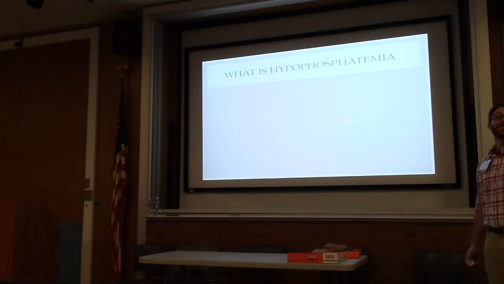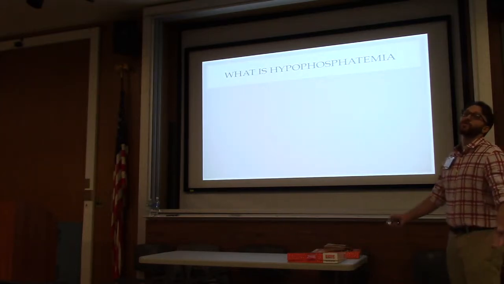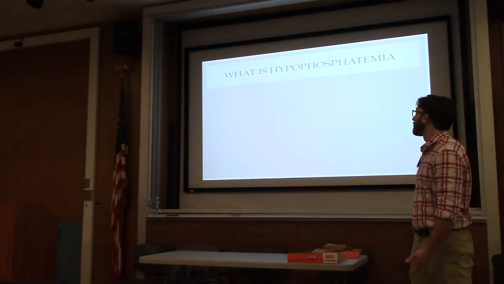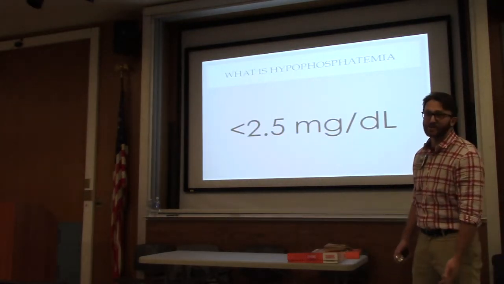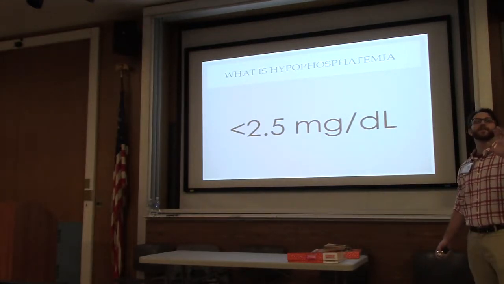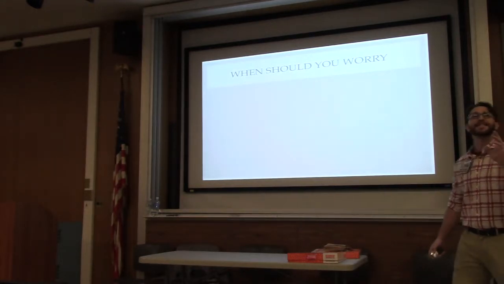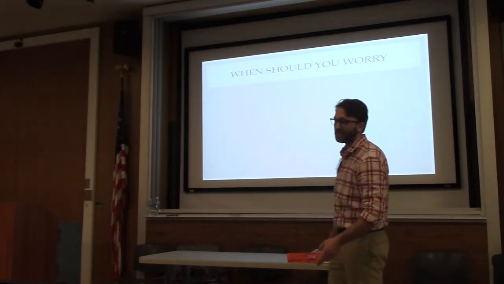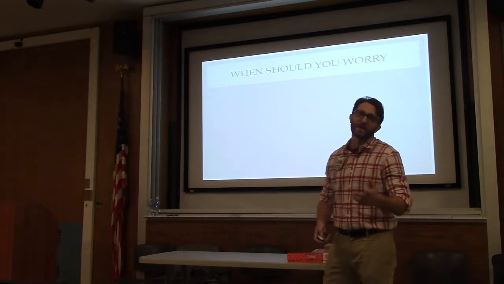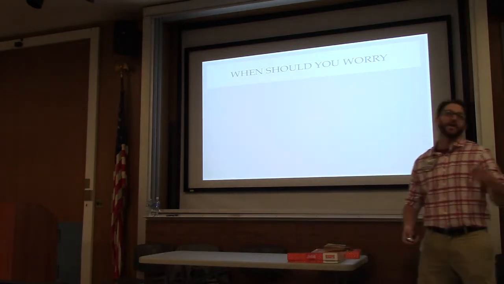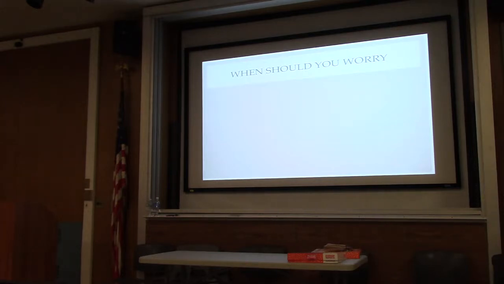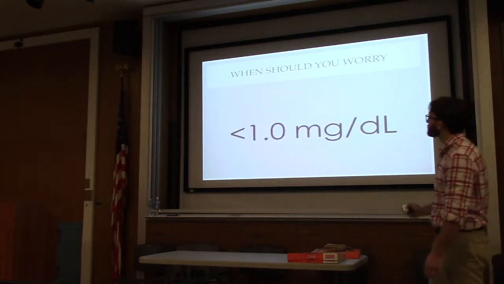So, what is hypophosphatemia? It's one of those arbitrary cutoffs. There's a couple of different ranges, but for our intents and purposes, let's just pick less than 2.5 milligrams per deciliter. Sometimes it's less than 2.5 to 3. But when should you really be concerned? It's when it's less than a milligram per deciliter. So then we can say there's mild, moderate, and severe. Mild being 2 to 2.5, moderate being 1 to 2, and severe being less than 1. Okay, that's what it is.